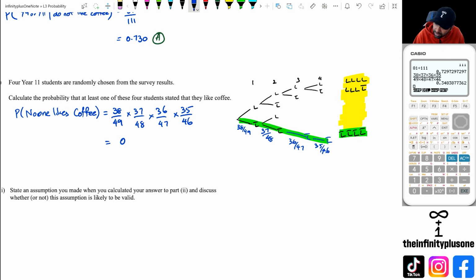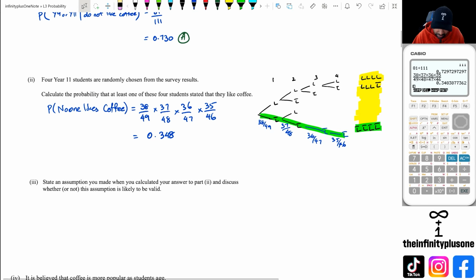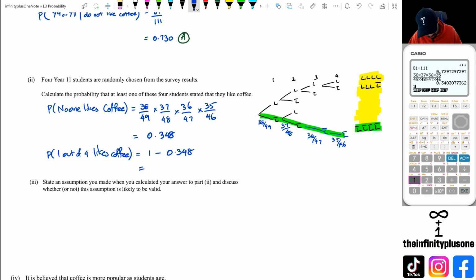So when I do this, I actually get 0.34. I'm going to go with 3 decimal places: 0.348. So the probability then of at least 1 out of 4 liking coffee is 1 minus 0.348. So if I do 1 minus answer, I'm going to go with 0.652. And that's pretty much it for this question, folks. So it's just understanding that you've got to find the probability of none of the kids liking the coffee and then go 1 minus that.